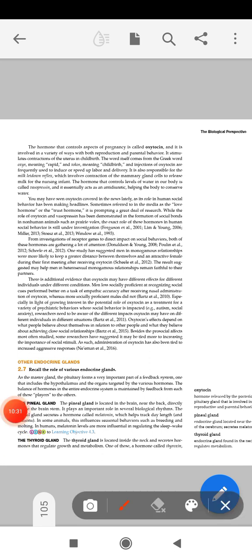Another function of it is that it helps in the secretion of milk with the help of the mammary gland. It is involved in the secretion of milk after childbirth. It is also involved in inducing social behavior in humans, and in the media it is referred to as the love hormone and trust hormone also.